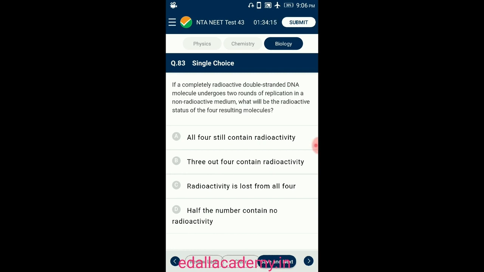A double stranded DNA molecule undergoes 2 rounds of replication in non-radioactive medium. What will be the radioactive status of the 4 resulting molecules? DNA replication is semi-conservative. During each replication cycle, one of the parental strands is retained and a new daughter strand is obtained. Thus, only half of the parental DNA molecule is carried to the next generation. So the answer for this question is option D. Of the four molecules, two contain no radioactivity.